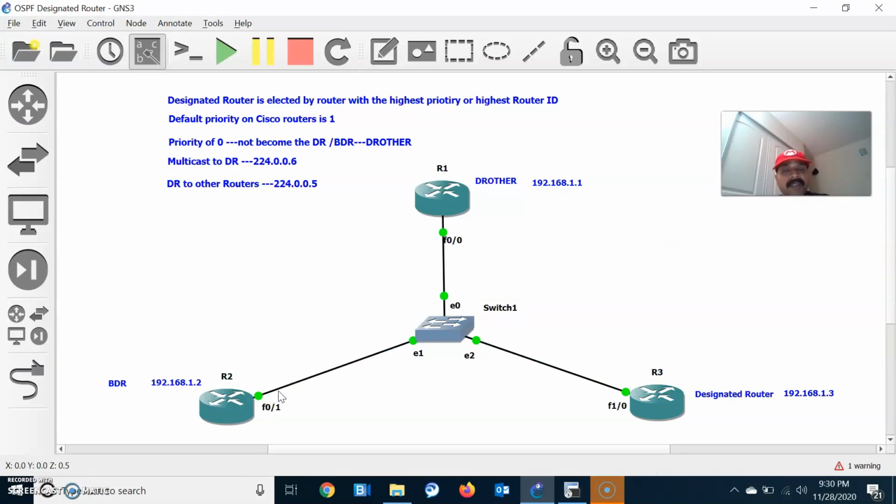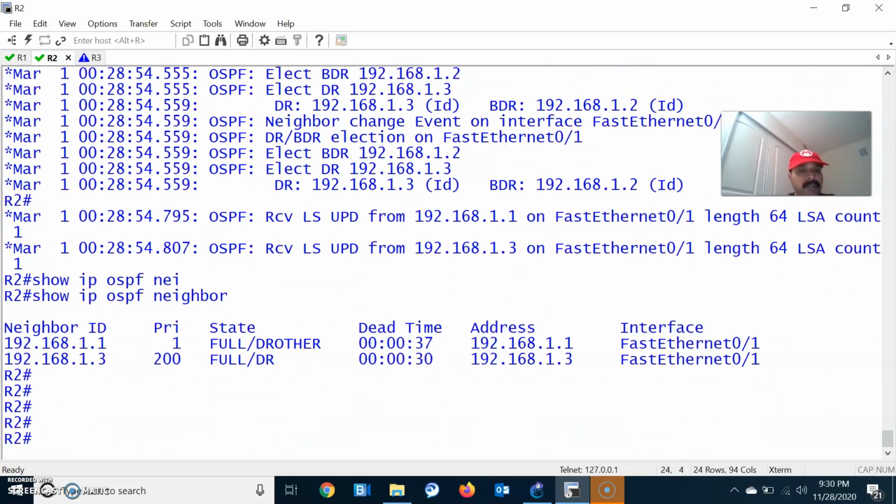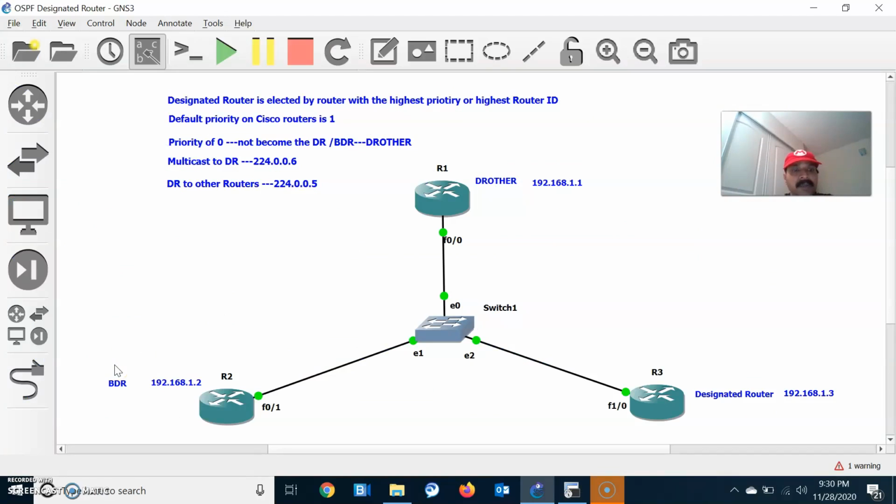This is how the designated and the backup designated router work in a multi-access environment. Show IP OSPF neighbor. This is elected as a DR other again, and 1.3 is elected as the DR. So this is how the DR and the BDR work in a multi-access environment. The DR is always elected as the router with the highest priority or the highest IP address, and the default priority is 1. If you want to make a router a DR other, you have to set its priority to 0.